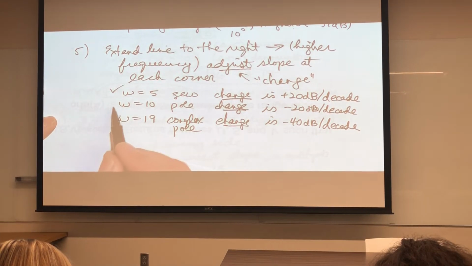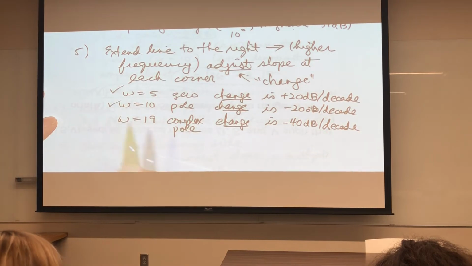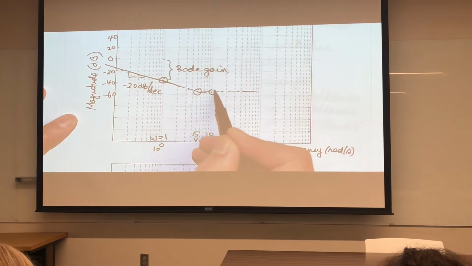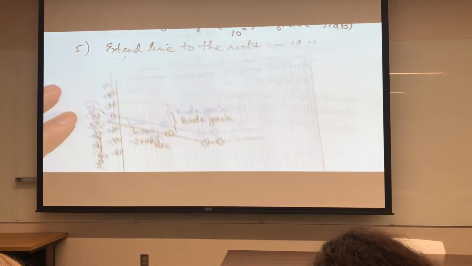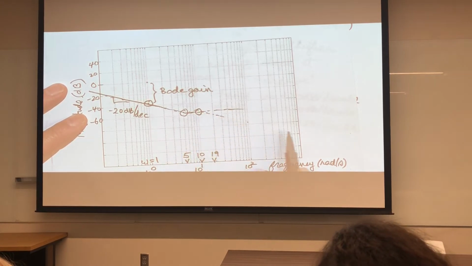Now I got to take care of this one. That's at omega equal to 10. So that means here at this corner, I got another change to make. The change is negative 20 dB per decade, so therefore the slope should go back down like this.